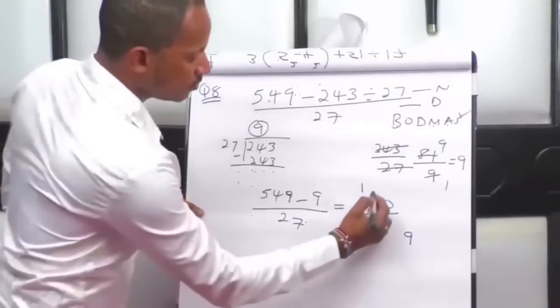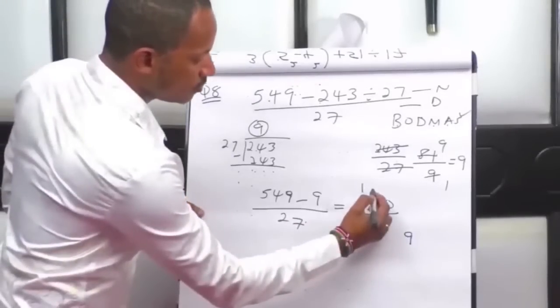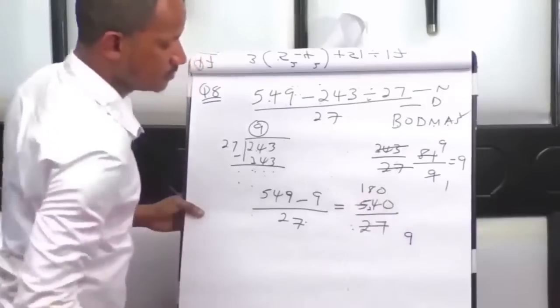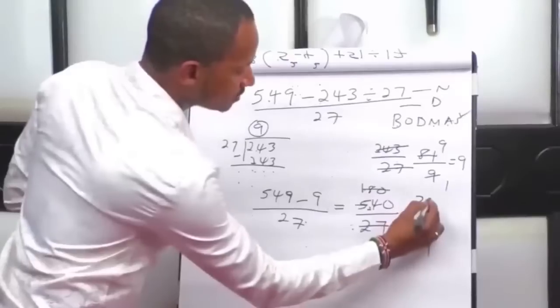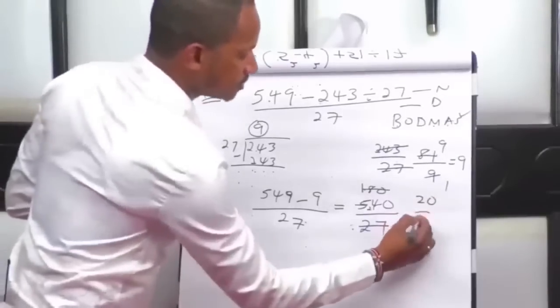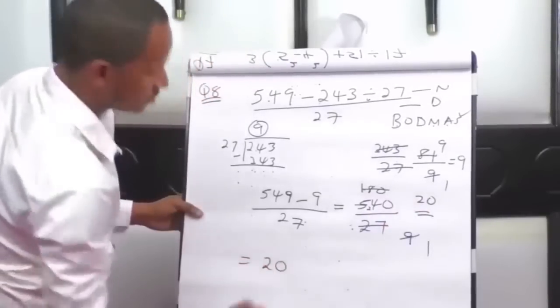So when we divide this, we can take the least prime number, which is 3. 3 goes into 54 8 times. Then 0. Then 9 goes into 9 once. 9 goes into 18 twice. Then 0. So this is 20. So our answer is 20.